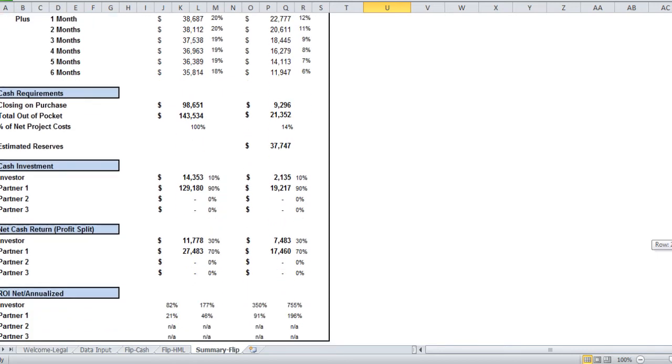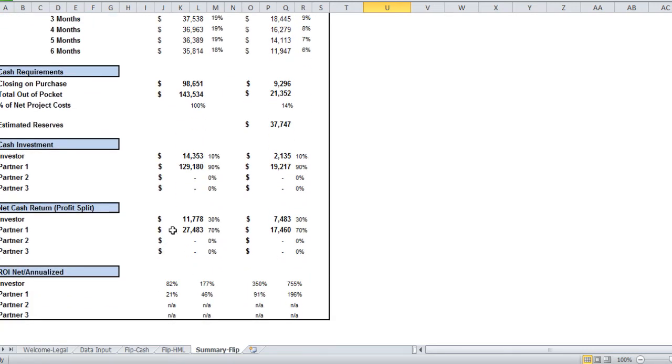Now we get down to the breakdown of the cash investment by partner. Again, taking this total numbers and breaking it down by the partner and the investor. So in the cash investment, we have a recap again. You're talking about $14,000 in cash versus $2,135 if you go with a hard money loan. Your partner would bring $129,180 into the deal versus $19,217. Then we get into our cash return, profit split, $11,000 versus $7,400, $27,000 versus $17,000.